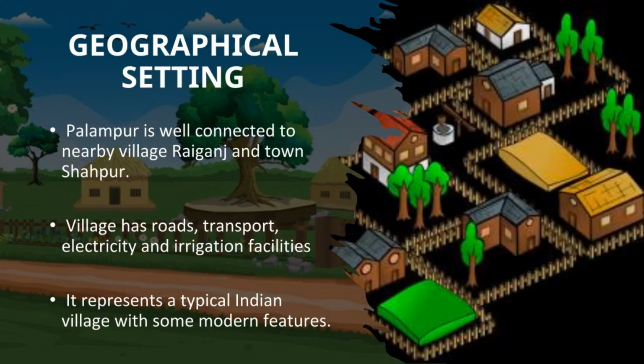Geographical setting. Palampur is well connected to nearby village Raiganj and town Shahpur. Village has roads, transport, electricity and irrigation facilities. It represents a typical Indian village with some modern features.